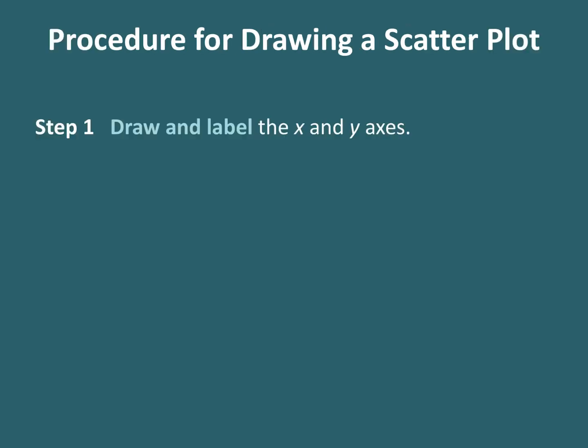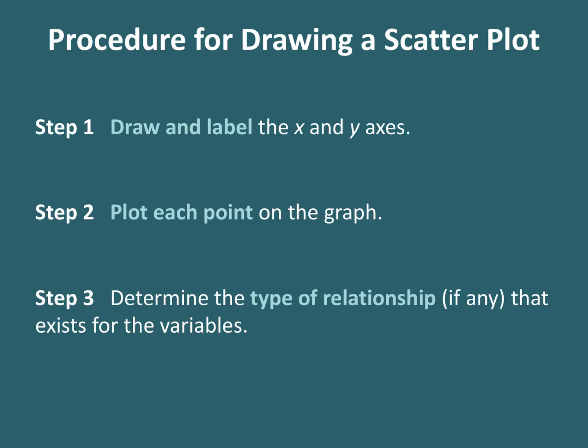The procedure for drawing a scatter plot is quite simple. Step 1. Draw and label the x and y axes. Step 2. Plot each point on the graph. Step 3. Determine the type of relationship, if any, that exists for the variables.